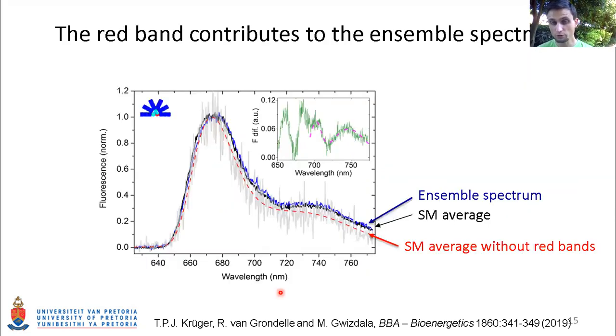Finally, it's very important to note that the red states aren't artifacts due to the experimental environment, because the average of all single molecule spectra, the black spectrum, perfectly matches the ensemble spectrum shown in blue. While there's a clear difference between the bulk spectrum and the single molecule average spectrum devoid of red emission bands, indicating that the red emission must form part of the bulk spectrum.